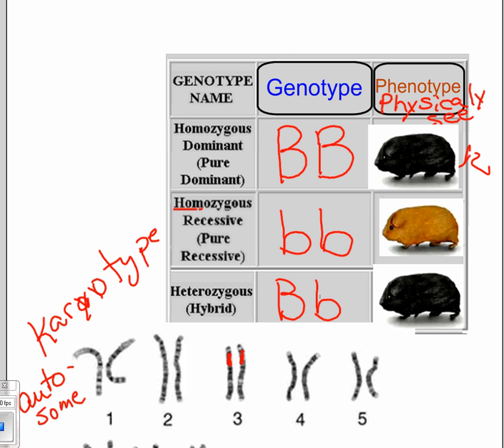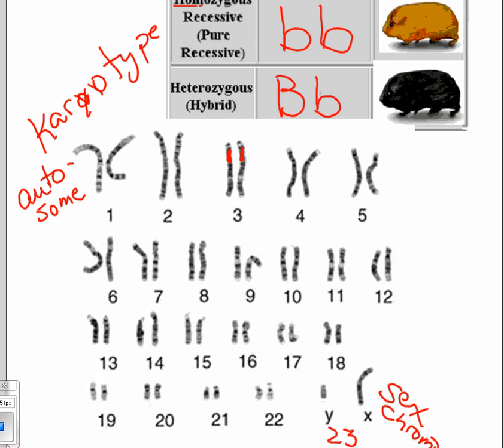That means that sex-linked traits are the ones that are carried on the X chromosome. Let me say that again. You need to write that down. Sex-linked traits are traits that are carried on which one? X. They are carried on the X chromosome. Sex-linked traits are carried on the X chromosome.